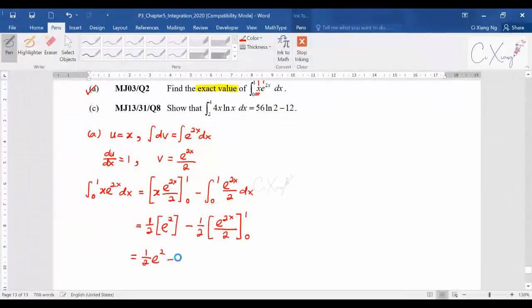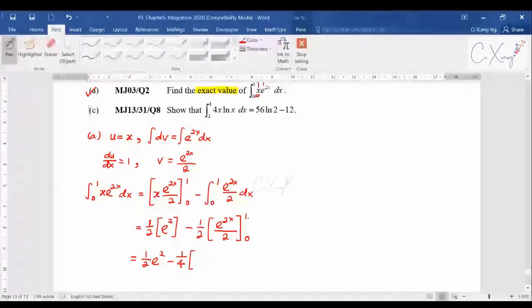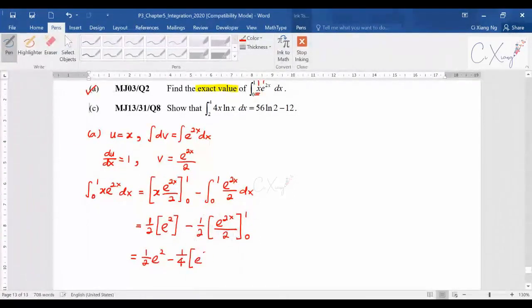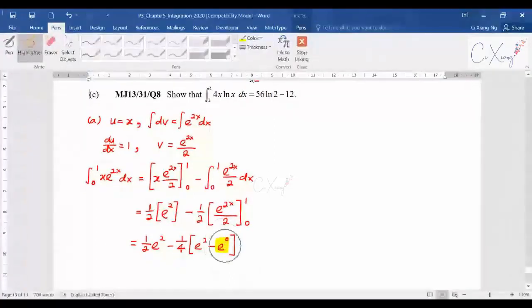For the first part of my answer, I'm having half e squared already. For this part, again, I will take out the constant before I substitute in the value. Substitute in the 1, I'm having e power 2. Substitute in the 0, I'm having e power 0. Please take note that a lot of students always make a careless mistake here. E power 0 is not 0. E power 0 is actually 1. Some students are very careless and straight away ignore it, thinking that it is a 0, but actually it is not. So I just want to remind you that this is not a zero.